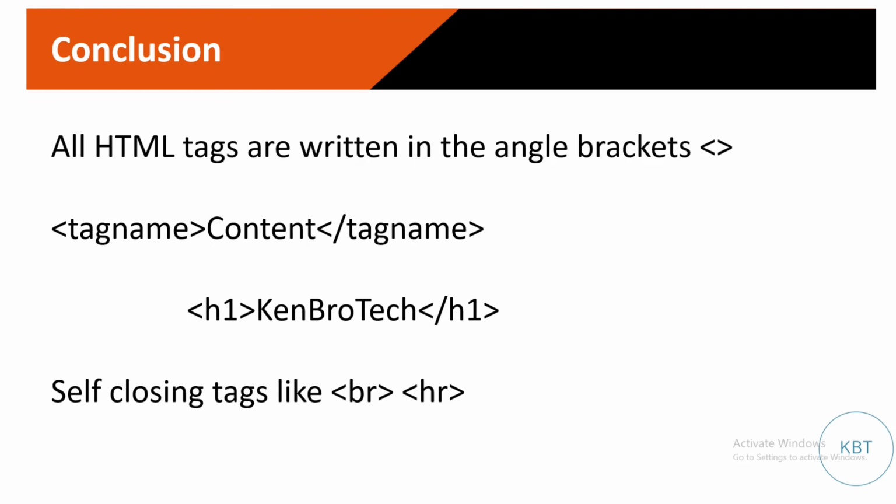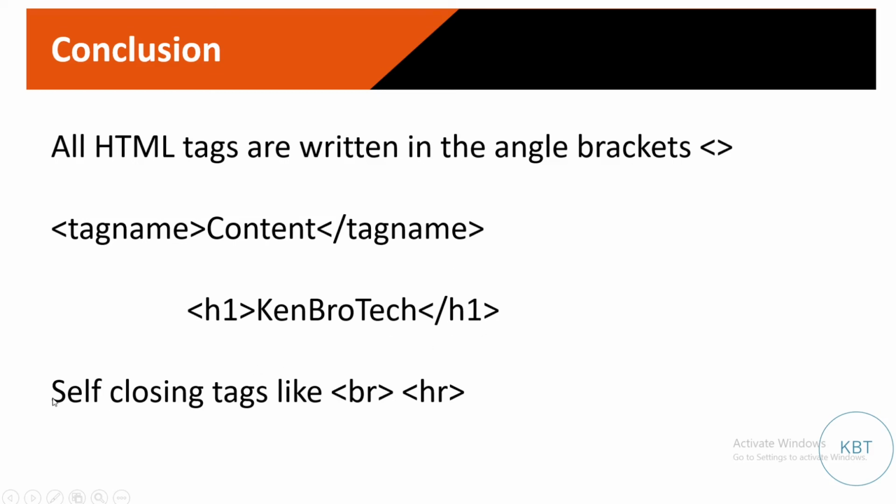So in conclusion, all HTML tags are written in angle brackets, and these are the angle brackets. So for instance, we have the tag name. By default, there's supposed to be an opening name. It can be an H1, a P, or any tag name that you are going to have. Then you also have a closing tag, which starts with a / and the name of the corresponding opening tag. Then inside it is going to be the content. A typical example is H1, which represents the opening tag. We have KenBroTech over here, and we close it with a / H1.